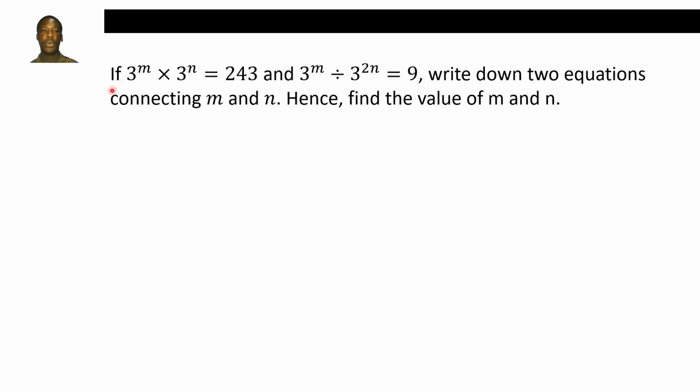The next example: if 3 to the power m times 3 to the power n is equal to 243 and 3 to the power m divided by 3 to the power 2n is equal to 9, write down two equations connecting m and n. Hence, find the values of m and n. Solution.